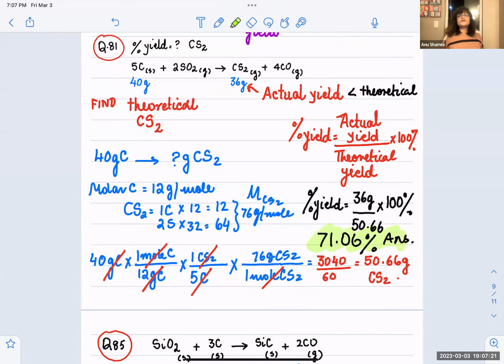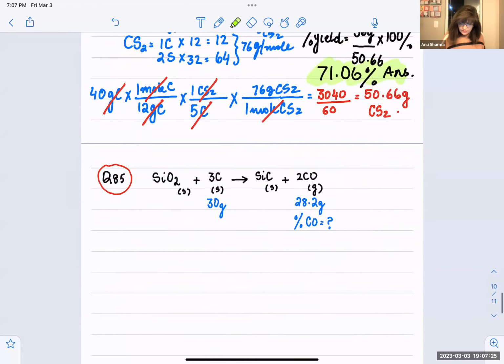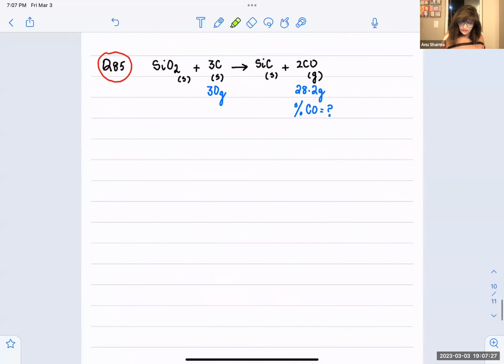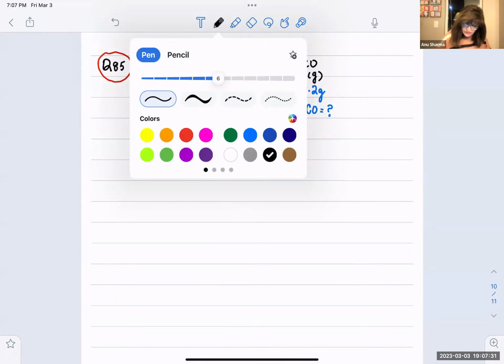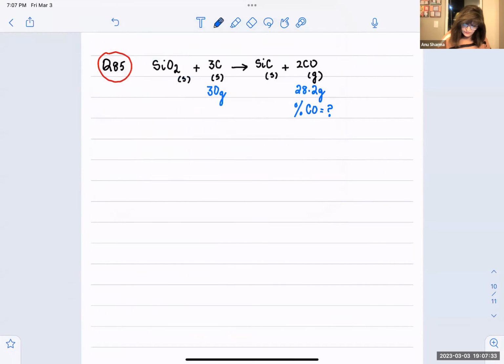All right, so this is how you're going to do it, and these are the test questions. Questions like this will be on the test. So 30 grams of carbon is given to you. Carbon monoxide, 28.2 grams of carbon monoxide is produced. Find the percentage yield of carbon monoxide.